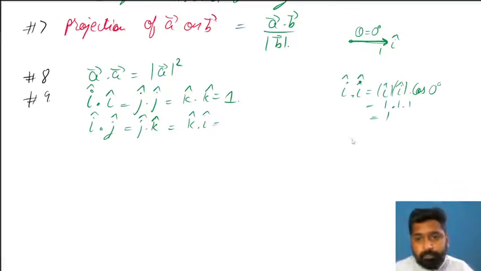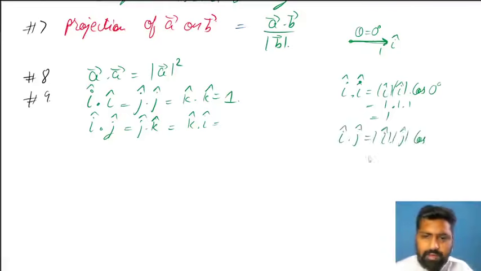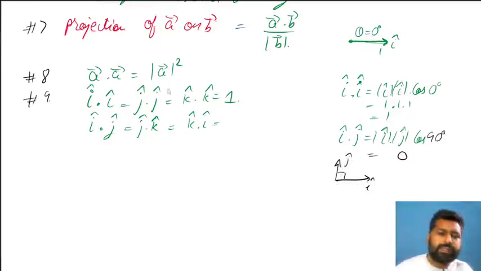I dot J. So magnitude of I, magnitude of J into cos of the angle between them. Now how are I and J? I is along the x-axis, J is along the y-axis. The angle between the x and y-axis is 90 degrees. So cos 90. What is cos 90? 0. So 0 into anything is 0. So the rest, I dot J, J dot K, K dot I, all of this is 0.